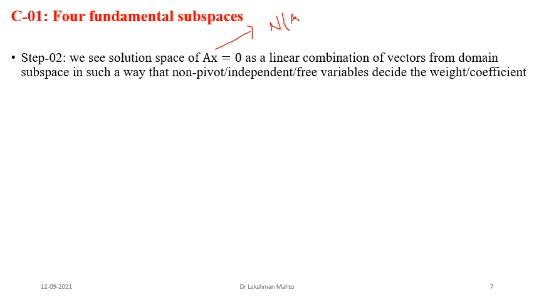In the tutorial class we will plot all those things. Right now I'm just talking about the theoretical version. So here again the null space would be decided by non-pivot columns, that means the variables associated with non-pivot columns. It is constructed by the non-pivot free variables. So free variables or non-pivot variables help to construct the solution space of Ax equal to 0, or simply the solution space of the homogeneous equation.